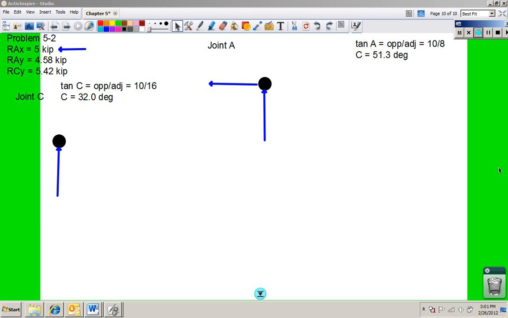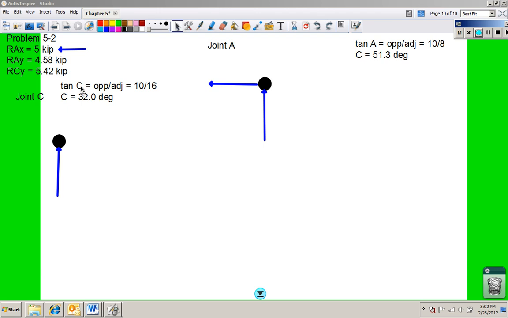Alright, this is problem 5-2 from the book. You should be able to solve for the reaction forces now, but I've gone ahead and given those to you just in case, so you can double check your answers. RAX is a 5 kip force going to the left. RAY is 4.58 acting up, and RCY is 5.42 kips acting up. Alright, I think we'll go ahead and start at joint C.